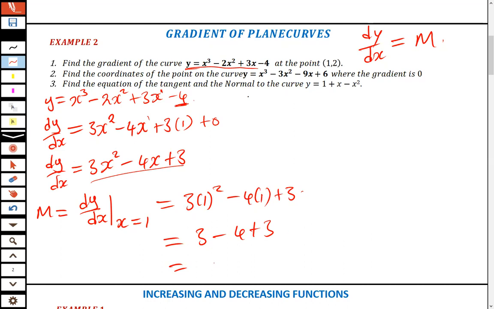3 plus 3, that's 6. And then minus 4, that will give you 2 as your answer. All right, so this is the gradient they were looking for at this given point there. All right, so let's quickly move on to the next question.